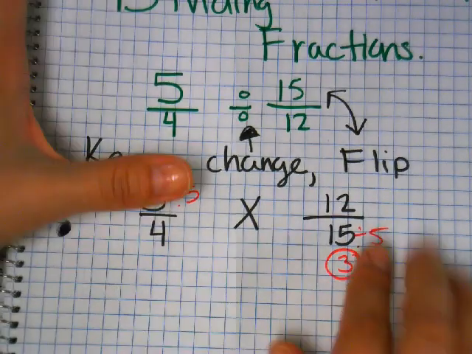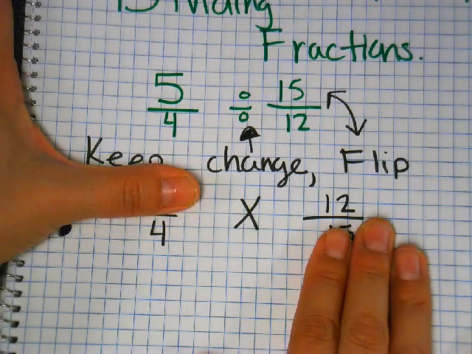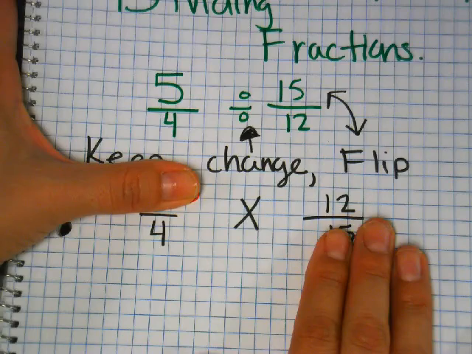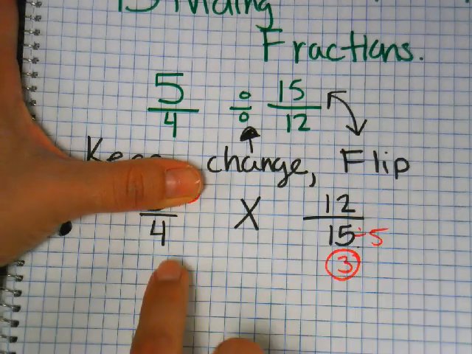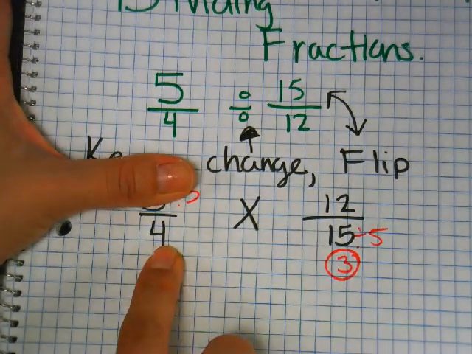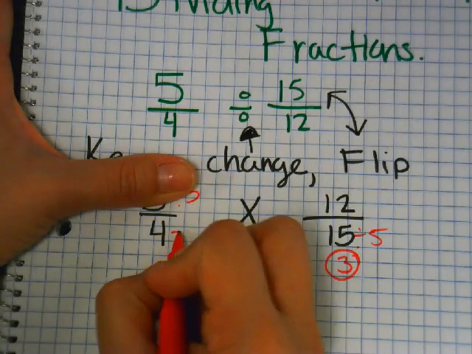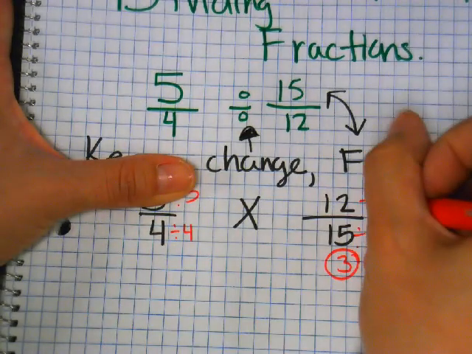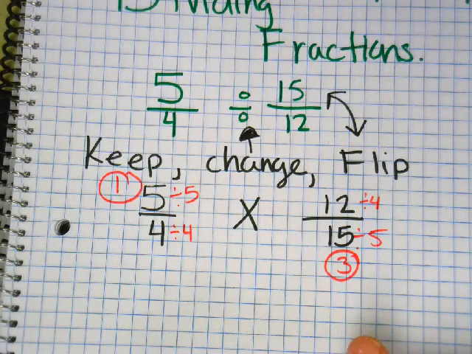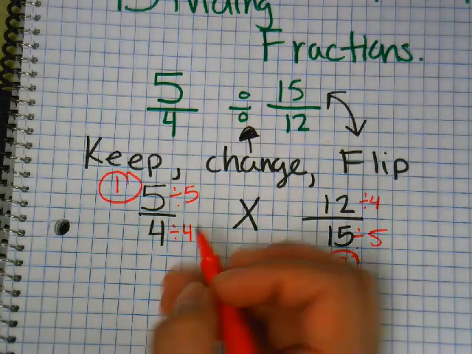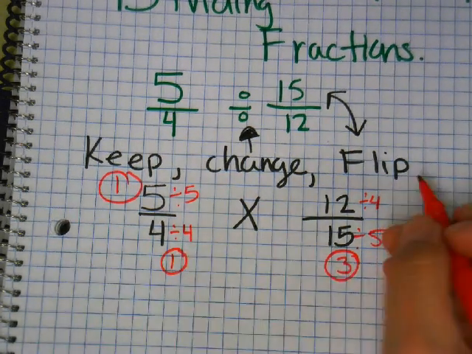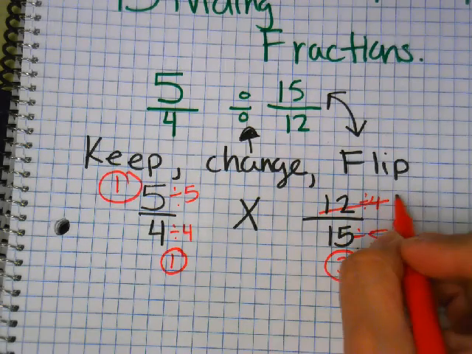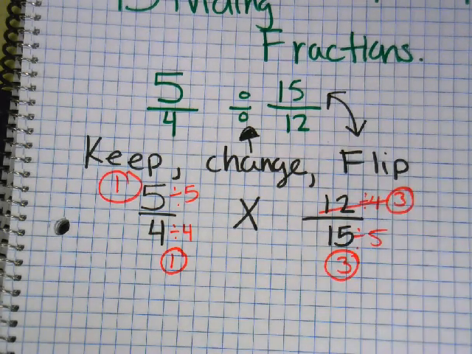All right. 4 and 12. What can I divide 4 and 12 by? I can't divide 4 by 3. So divide this by 4. Divide this by 4. So 4 divided by 4 equals 1. 12 divided by 4 is 3, so 3 over 3 equals 1 whole.